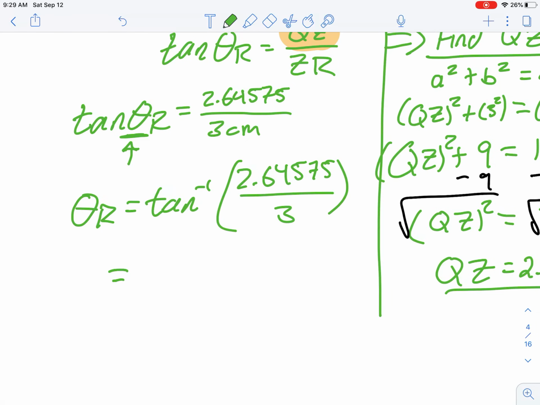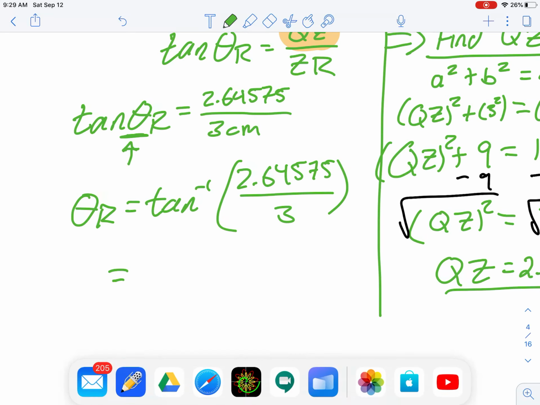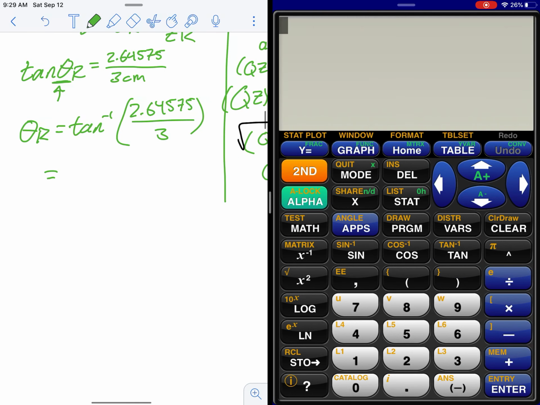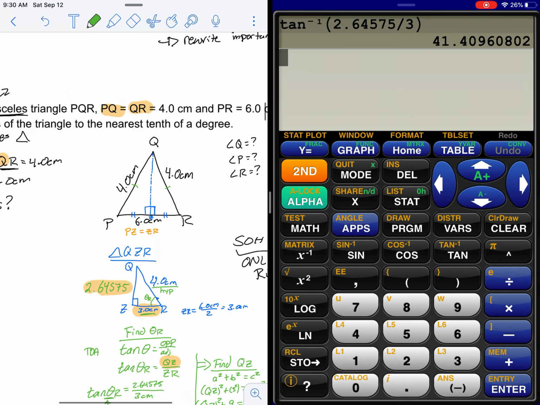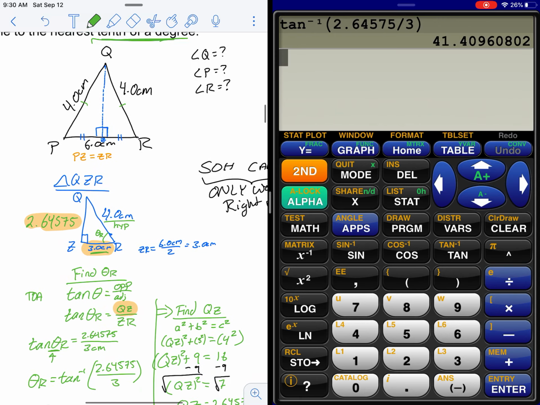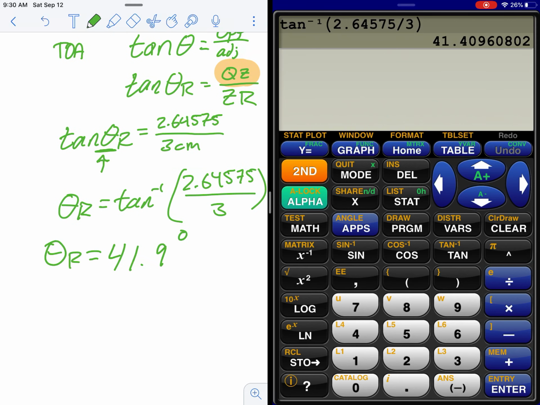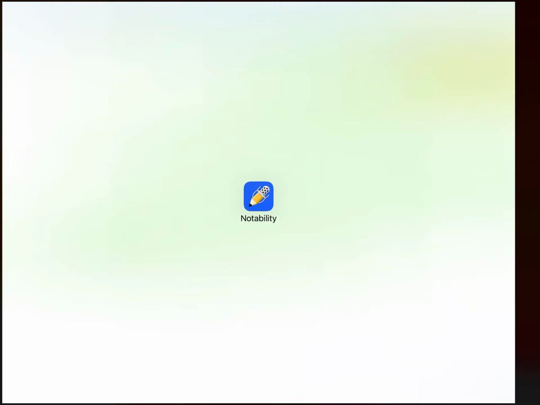So that's going to equal, well, let's see here. So second tan, remember, because we're trying to get to the inverse of tan, 2.64575 dividing 3. That will give me 41.4096. Now, what does this want us to round it to? It wants us to round it to the nearest tenth of a degree, so that's 1 decimal place. So I'm going to round this to 41.9 degrees, which is angle R. So there's one of my angles. Awesome.